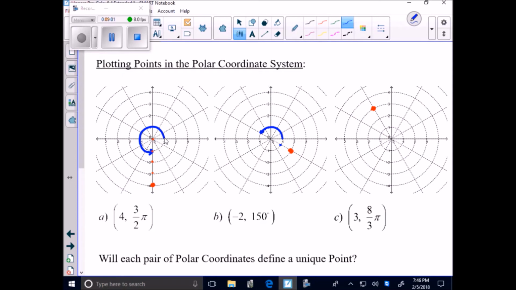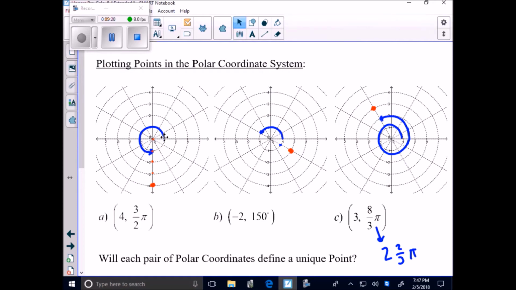With our last ordered pair, we've got (3, 8/3 pi). So 8/3 pi is actually more than a full rotation. 8/3 pi is actually 2 and 2/3 pi. So we go all the way around, and then we go an additional 2/3 pi past the full rotation, which takes us to the first stop in the second quadrant. And then, of course, we're looking to go a length of 3 units in that direction. So we would count out 1, 2, and then 3. And that is the point (3, 8/3 pi).